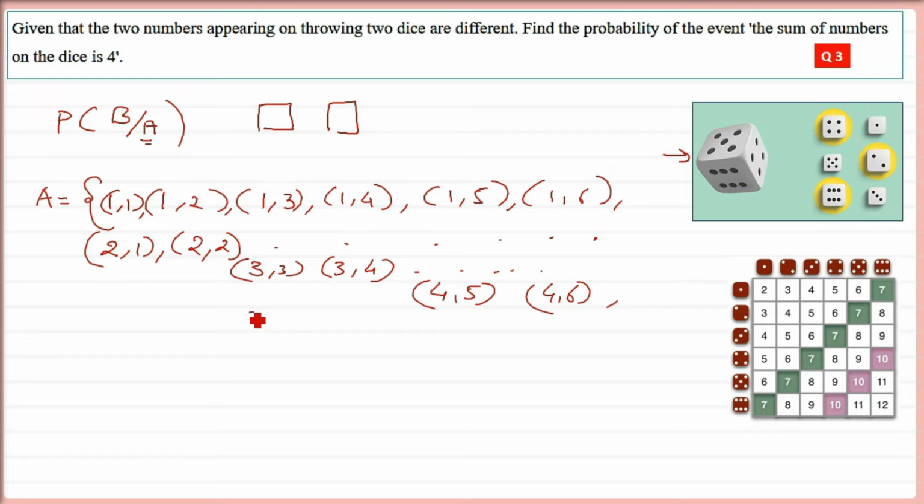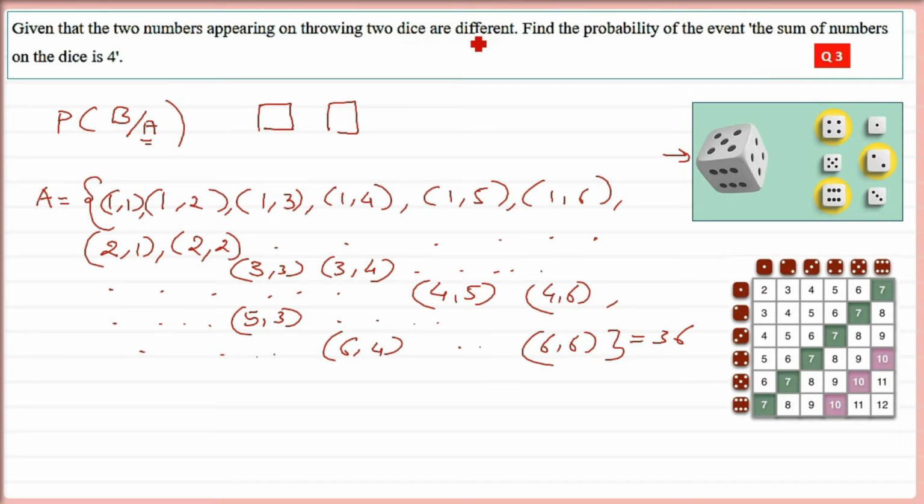Then 5,1, 5,2, 5,3, 5,4, 5,5, 5,6. So I'm just writing a few of them just to let you understand how it is going on. The last one will be 6,6. So 6,1, 6,2, 6,3, 6,4, 6,5, 6,6, like this. Now these are 36: 6 into 6. One die 6, another die 6. 6 into 6 is 36.